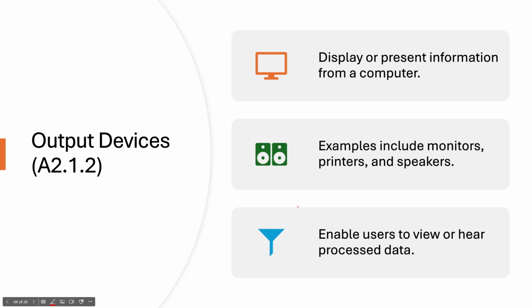Next, we have output devices. So they display or present information from a computer. And again, here we have information being presented. So data is what you put in, data is what you feed the system. Then it gives you information back. Examples include monitors, printers, and speakers, obviously TVs, headphones. The headphone part of it, so the part that plays the actual audio, that's the output device. Enables users to view or hear processed data. So after the data has been processed, it becomes information.